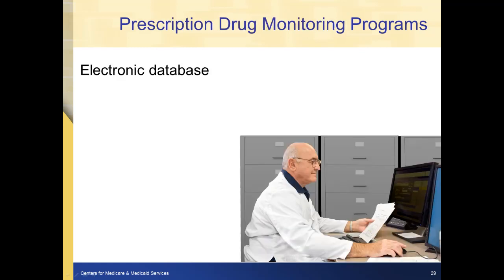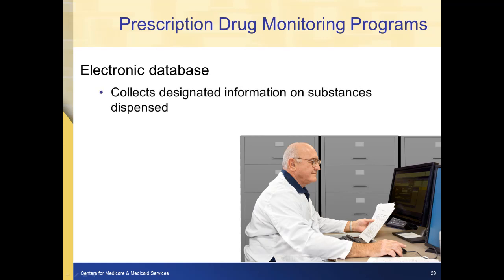A PDMP is an electronic database that collects designated information on substances dispensed in a state and provides data access to doctors, police, and other authorized users. A PDMP can be used to detect doctor shoppers and drug seekers. As of July 2013, 49 states had enacted legislation and 47 states had operational PDMPs.